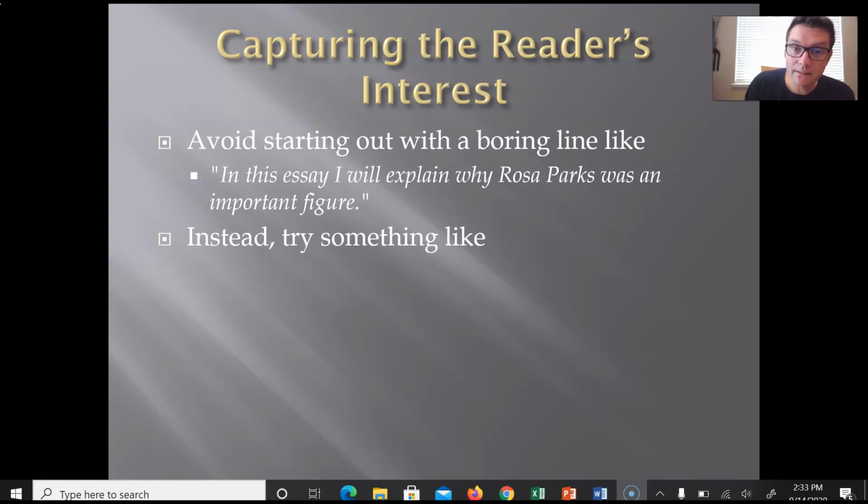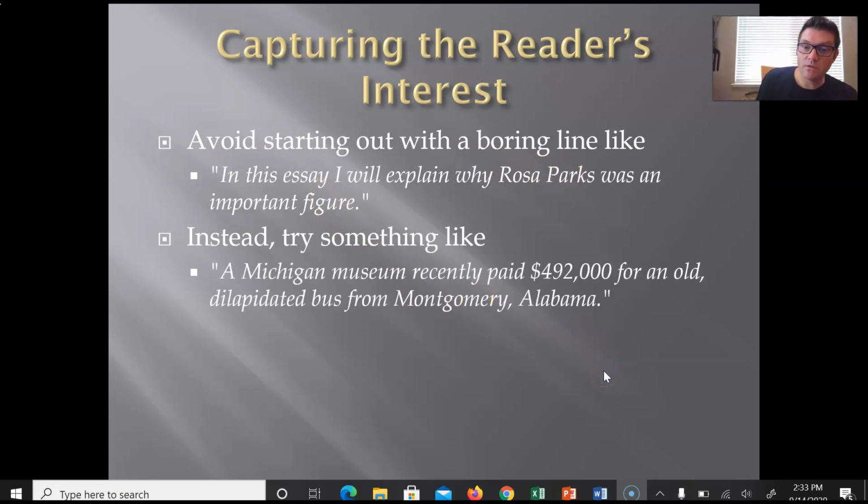Instead, maybe try something like this, right? If you're going to write that paper on Rosa Parks, what about this? "A Michigan museum recently paid $492,000 for an old, dilapidated bus from Montgomery, Alabama." You might be thinking, why would somebody pay nearly $500,000 for an old bus? Especially somebody that had no idea. If he had some prior knowledge, you might think, okay, the bus boycott, Montgomery, Alabama, I kind of see where this was going. But notice how it starts off really broad, rather than, "In this essay, I will explain why Rosa Parks was an important figure." Okay?